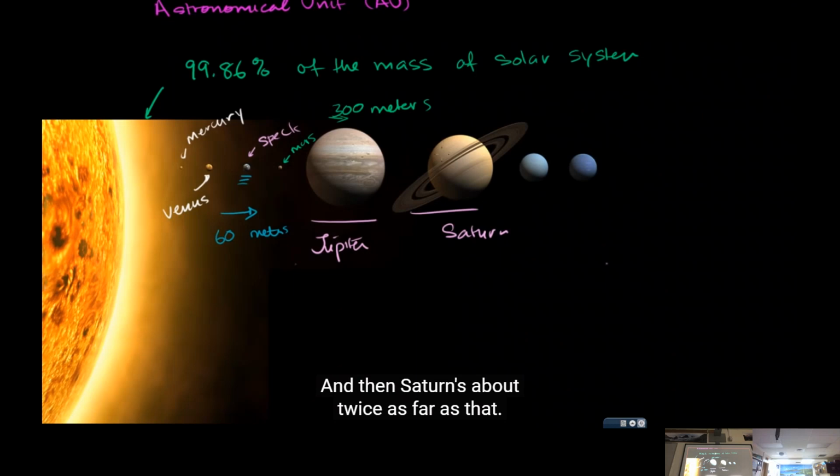And then Saturn's about twice as far as that. Saturn is about 9 times the distance. So let me make it clear. The Earth is 1 astronomical unit away from the sun, roughly. Its distance changes. It's not a perfectly circular orbit. Jupiter is a little bit more than 5 astronomical units, so a little bit more than 5 times the distance of the sun to the Earth. And Saturn is approximately 9 astronomical units, or 9 times the distance from the sun to the Earth.